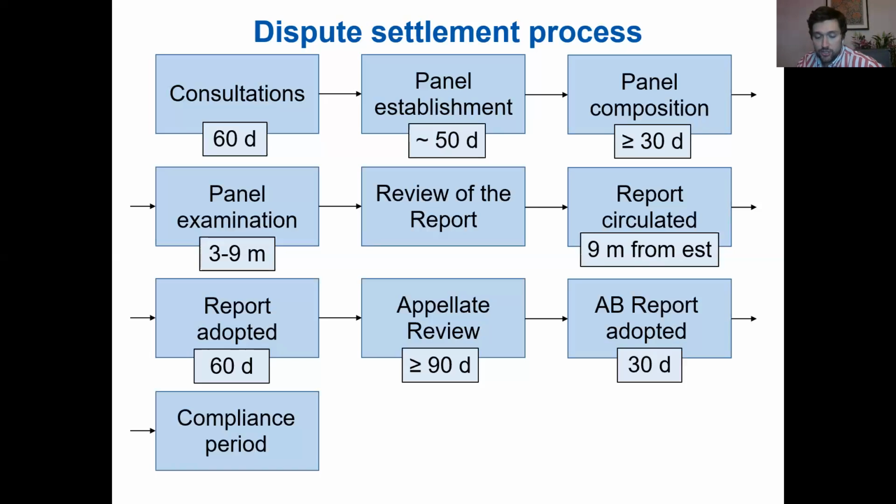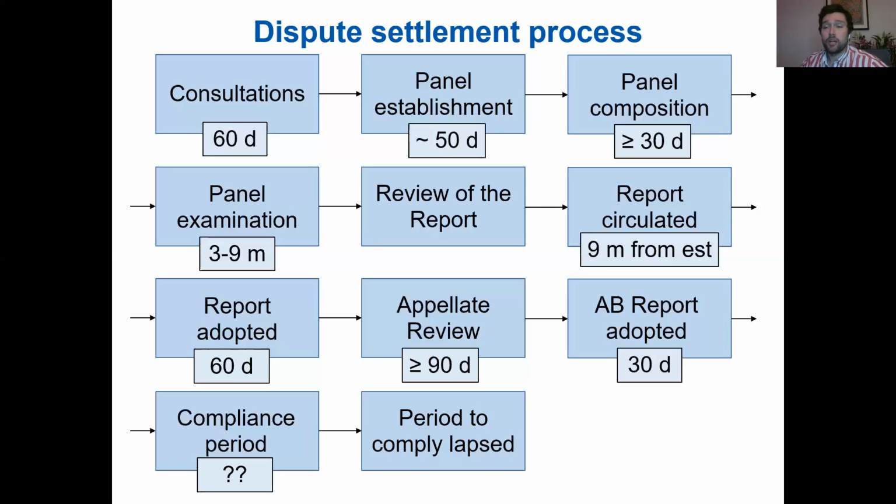Therefore, it takes additional time to have decisions taken. So compliance periods can be very lengthy. It's a reasonable period of time. That is the phrase used in the DSU, but it doesn't give us the exact time frame, how long it should take. Then after these, say, 12 months of compliance, the period of compliance should expire without any steps taken.